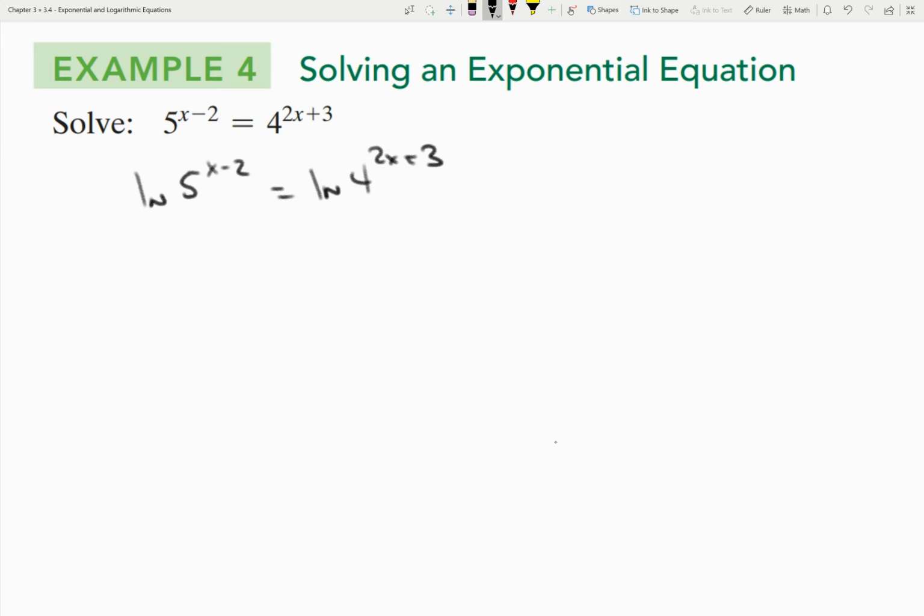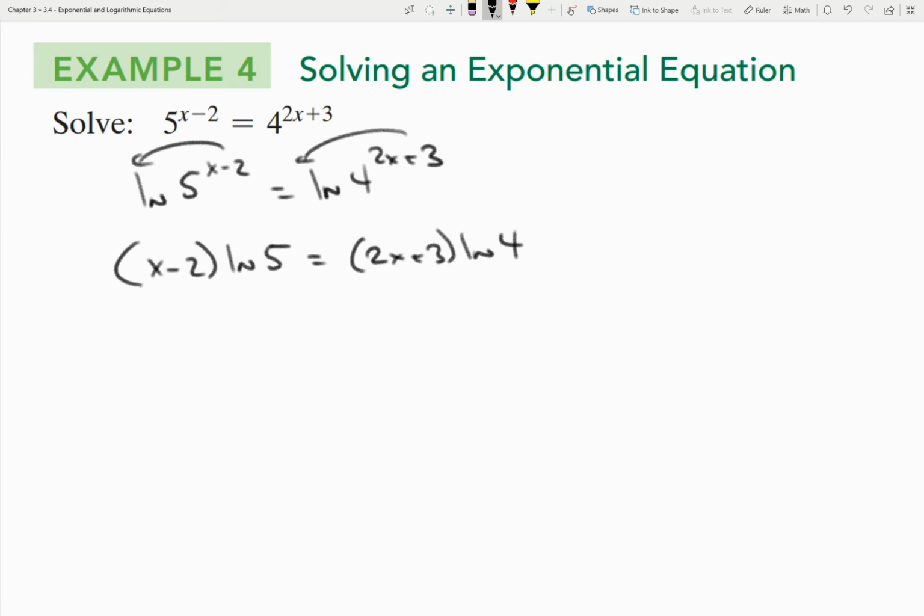That lets the exponents come to the front. But when they do, I need to be sure that we are using parentheses because x minus 2 is the whole exponent. Both of them are in the exponent, right? I don't just want to write x minus 2 natural log 5, that implies only the 2 is the exponent. Okay. Equals 2x plus 3 natural log 4.